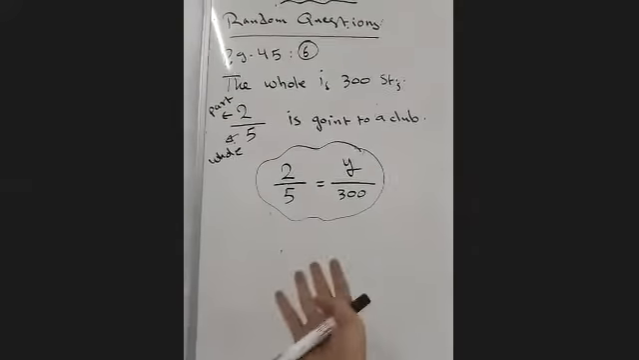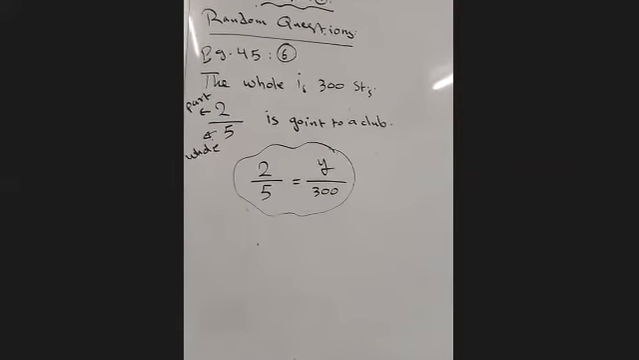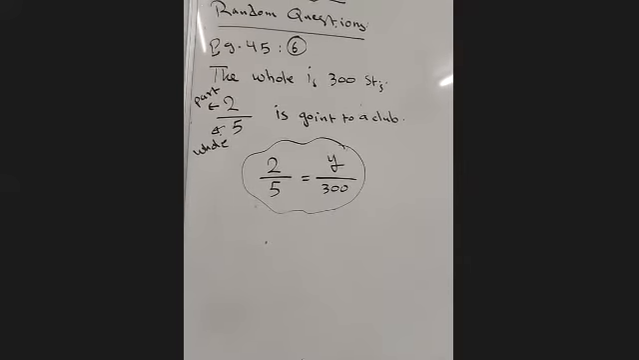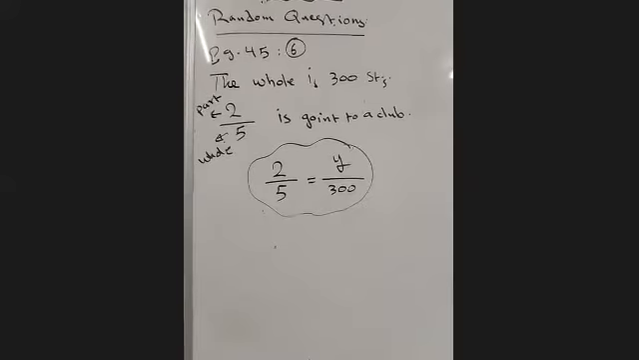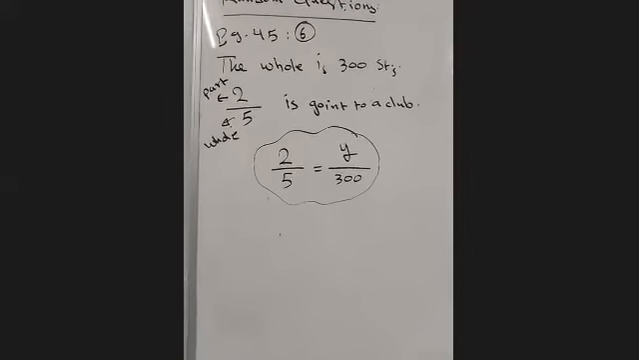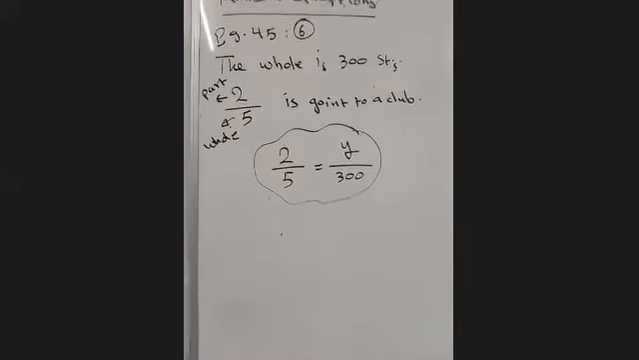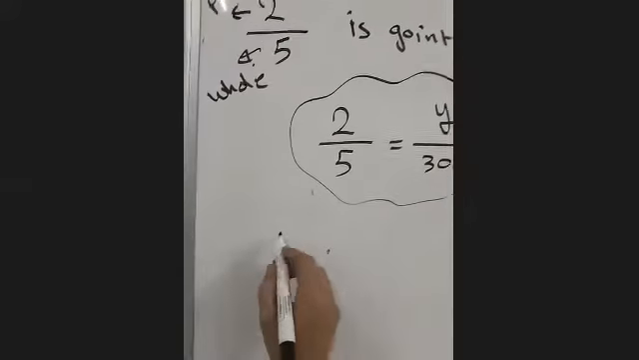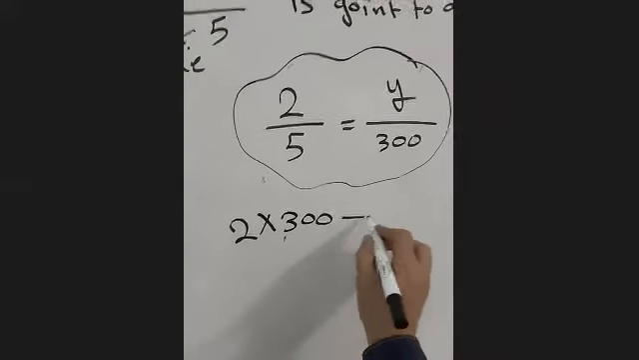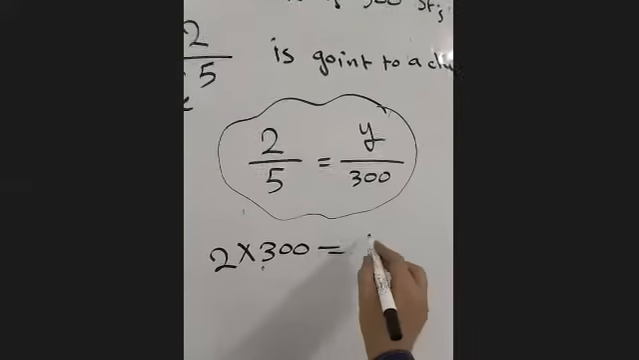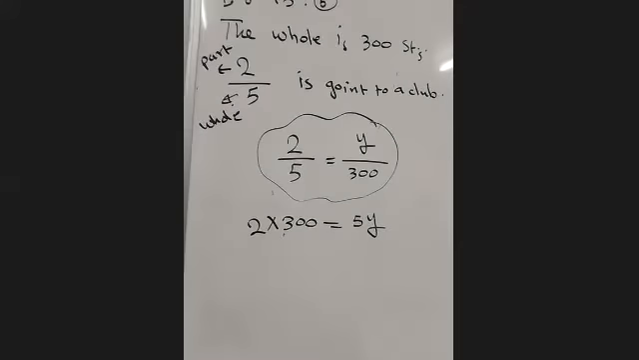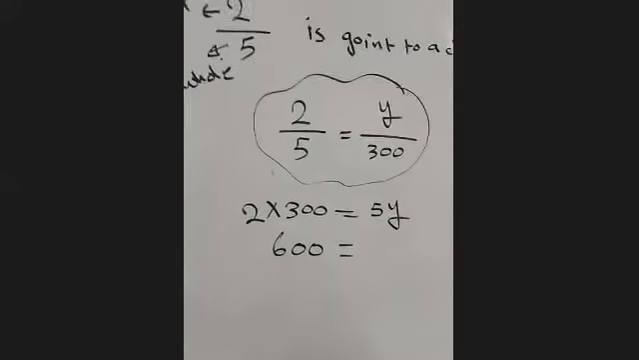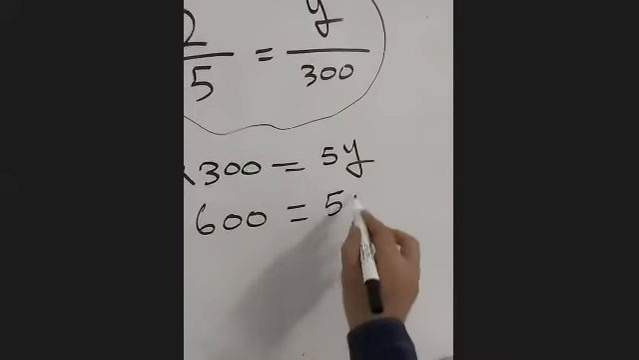Adnan, can you tell me what I will do here? Mister, we will multiply, divide 2 by 300 and 5. Divide or multiply, Mr.? Please focus. Multiply. Multiply, so don't say divide. Now we'll make cross product, 2 times 300 equals 5 multiply y, 5y. We said that before, right? Now, find this multiplication. 2 times 300, how much? 600 equals 5 multiply y, right?